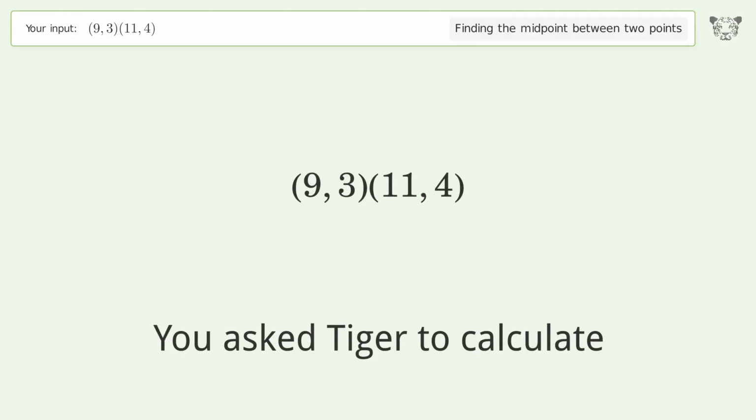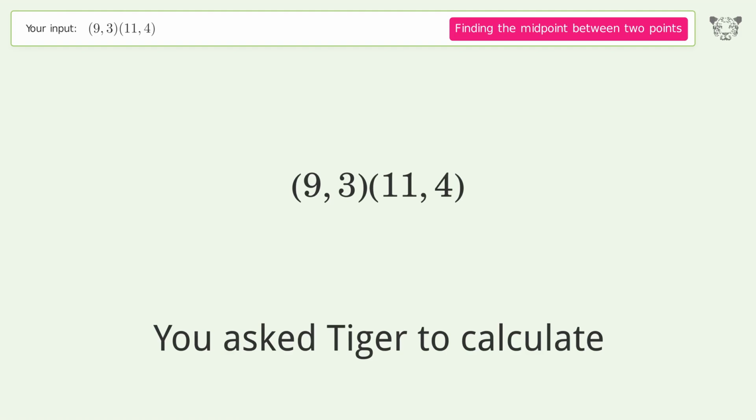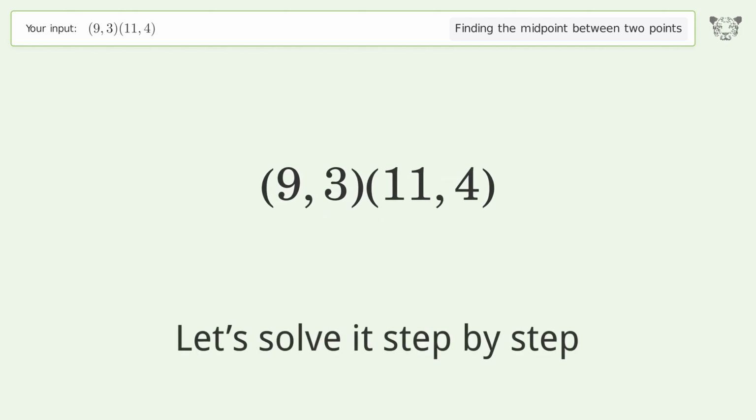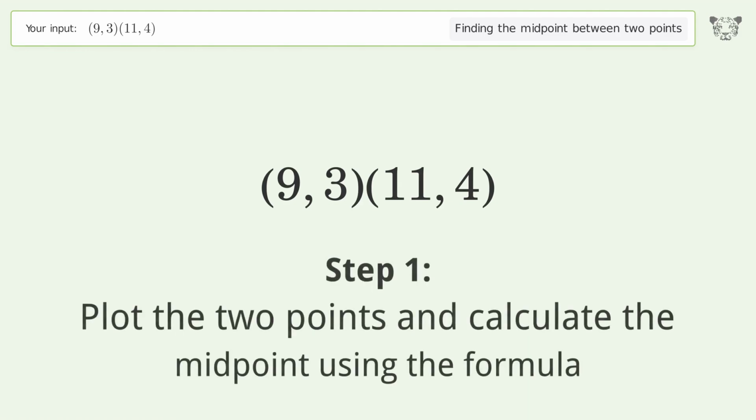You ask Tiger to calculate. This deals with finding the midpoint between 2 points. The midpoint between the 2 points is 10, 3.5. Let's solve it step by step. Plot the 2 points and calculate the midpoint using the formula.